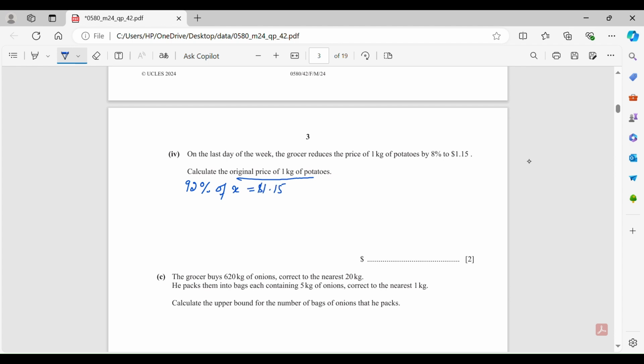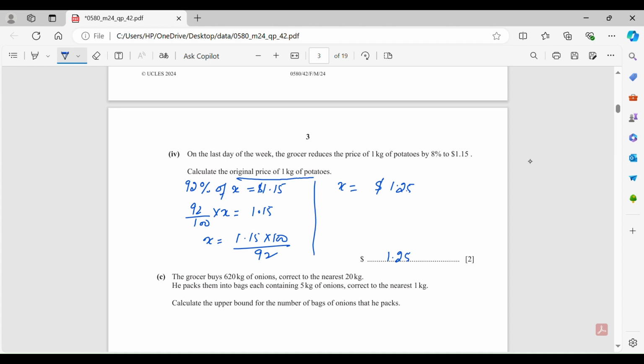So 92 by 100 into x is equal to 1.15. So x is equal to 1.15 into 100 divided by 92. So x will be equal to $1.25. So our answer is, the original price of the potatoes is $1.25.